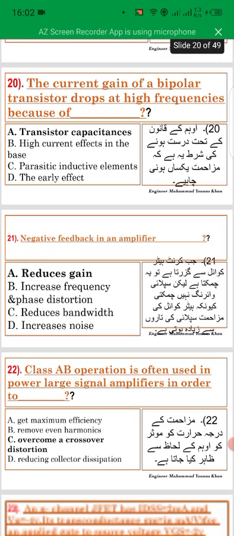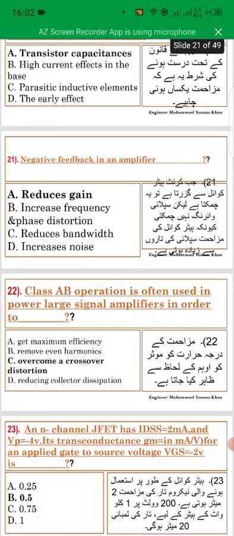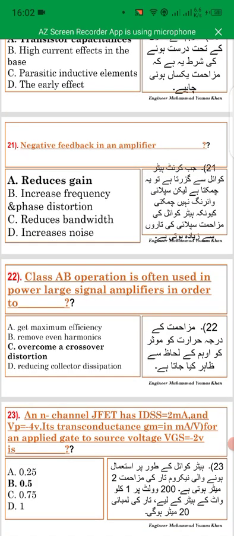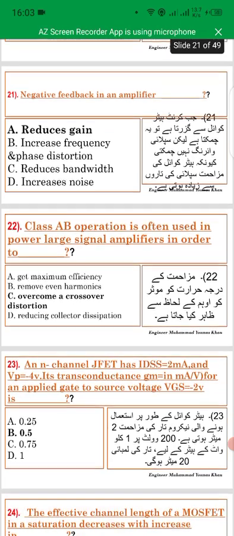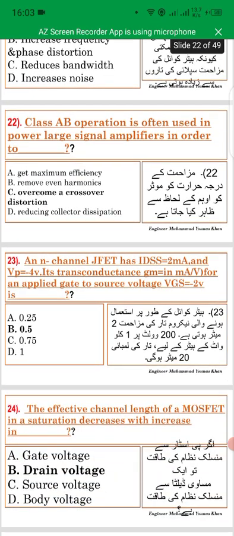Negative feedback in any amplifier reduces gain. Class AB operation is often used in power large signal amplifiers in order to overcome crossover distortion. An N-channel JFET has IDSS equal to 2 mA and VP equal to -4 volts. Its transconductance gm is?